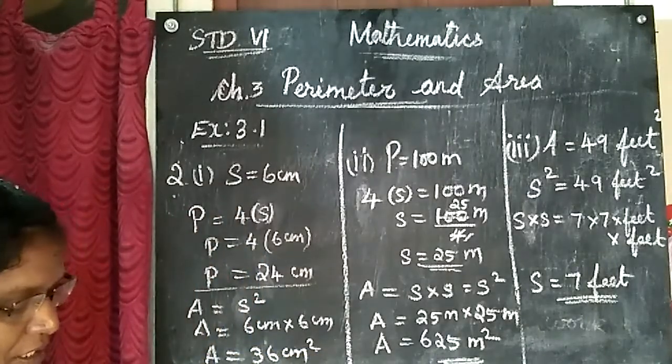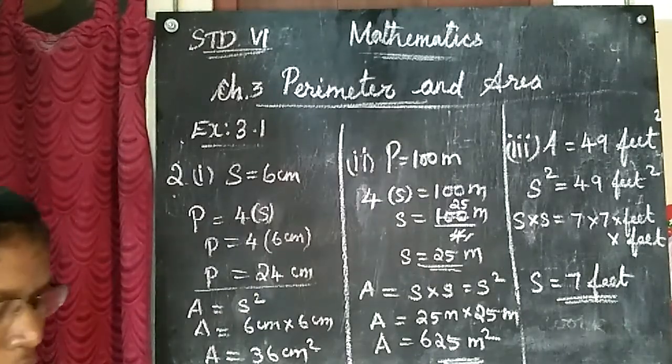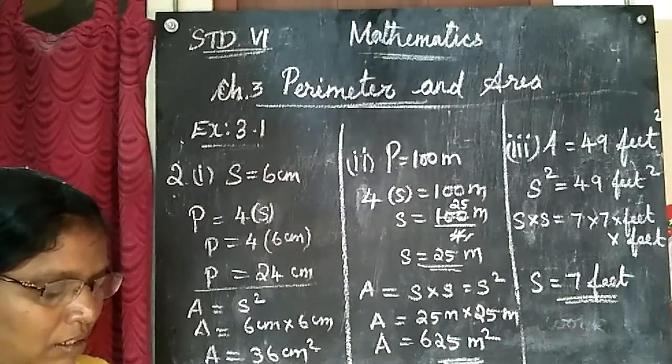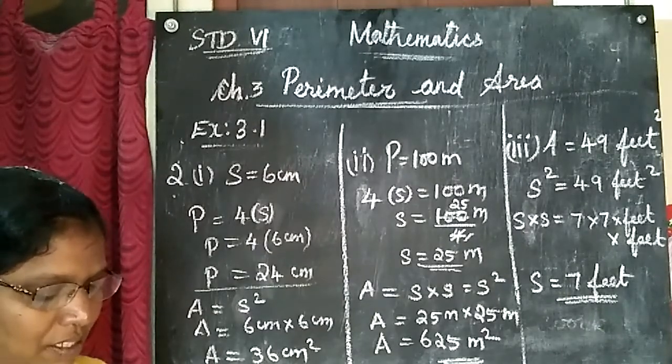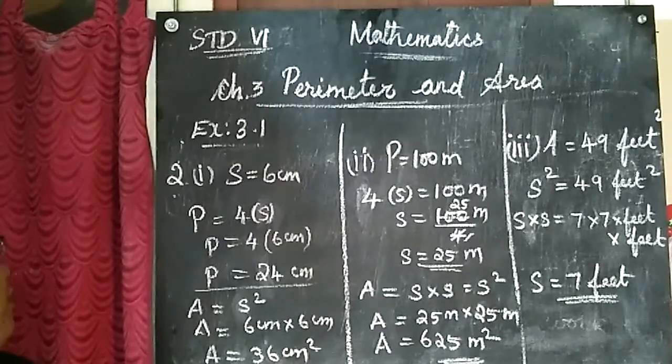In the first option, side is given, perimeter and area are not given. The second option, perimeter is given, side and area are not given. Third option, area is given, side and perimeter not given. These 3 I am going to do here. Listen how. Side is given.